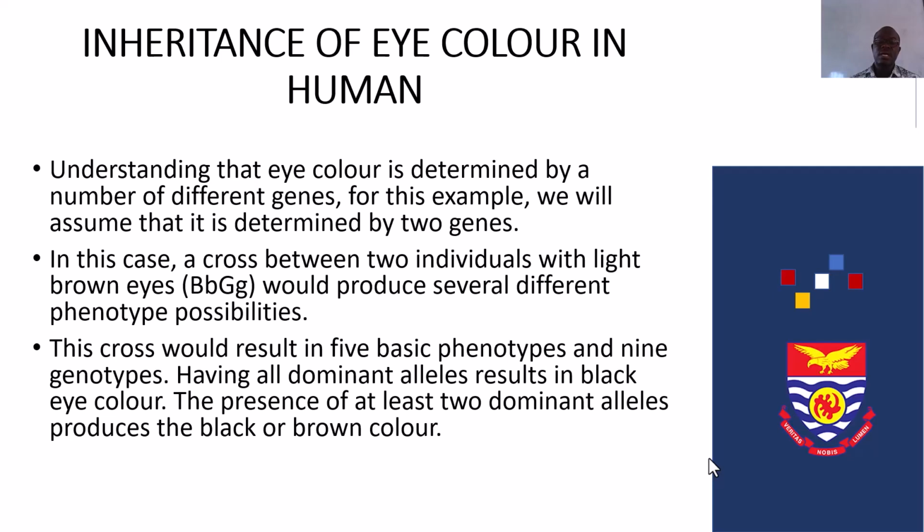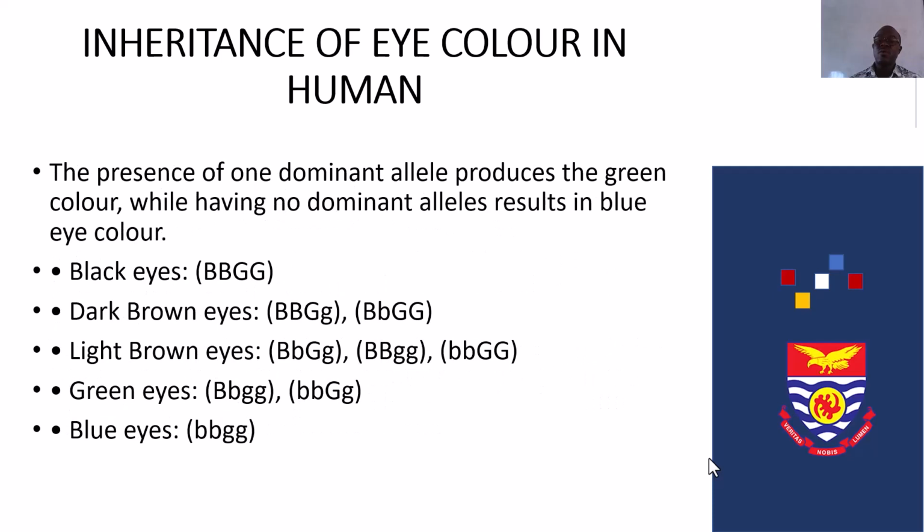Having all dominant alleles results in black eye color. The presence of at least 2 dominant alleles produces the black or brown color. The presence of one dominant allele produces the green color, while having no dominant allele results in blue eye color.